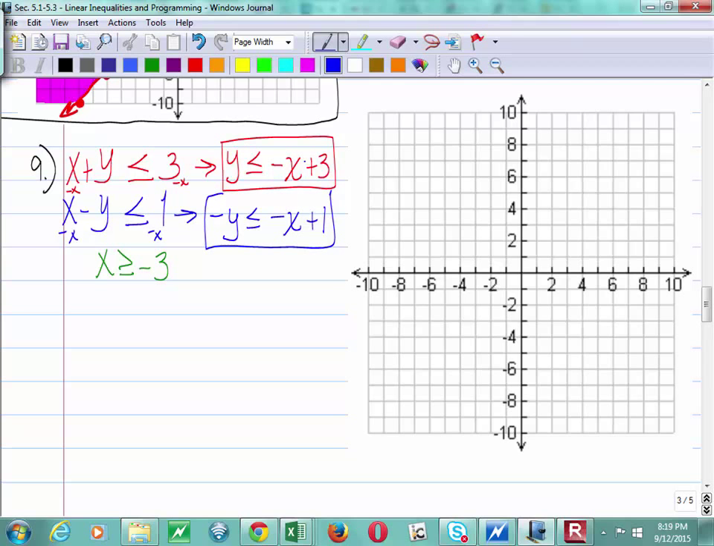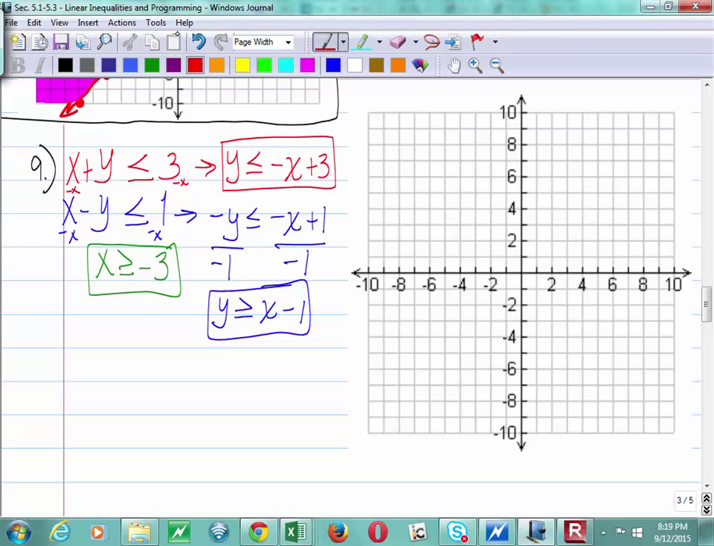Oh, whoops. No, we keep going with that one. Okay, so we got negative y. That means we got to divide both sides by negative 1. So that would be y. And then remember, when we divide an inequality by a negative, we have to flip that inequality symbol. So instead of less than or equal to, now it's going to be greater than or equal to. So y is greater than or equal to x minus 1. And then we've got x is greater than or equal to 3.